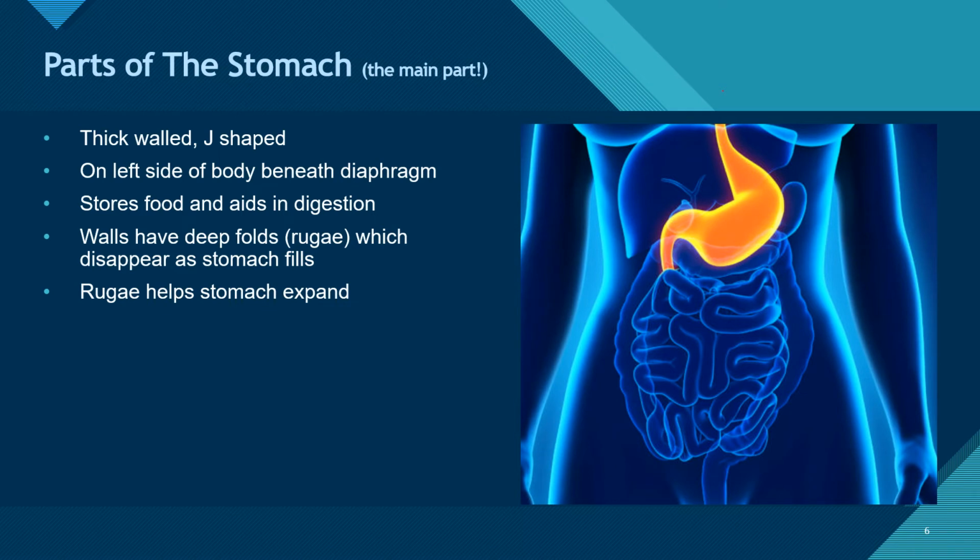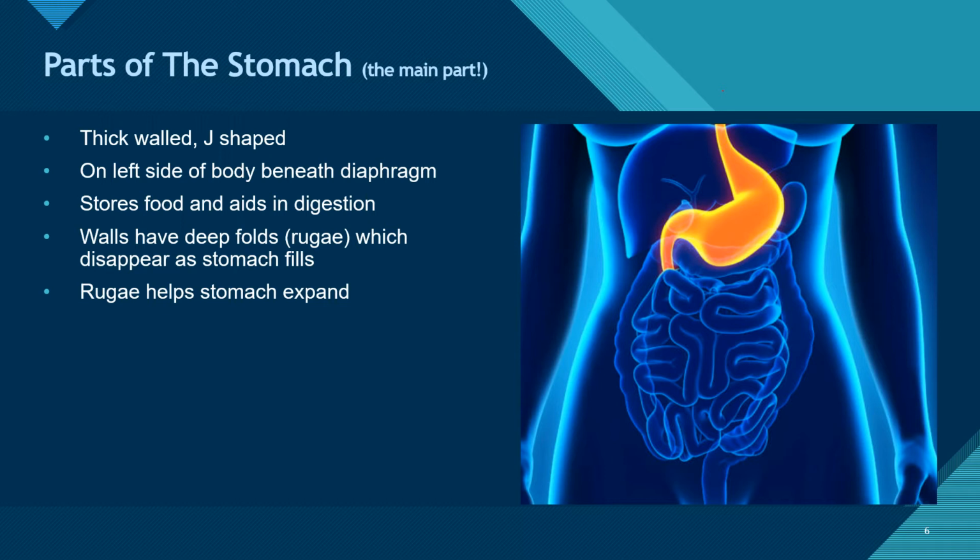So now we're going to learn about the actual stomach. We learned how food gets into our mouth, how it's moved down through the esophagus, but then where does it actually go? From the esophagus, it ends up in the stomach, where the real action happens. The stomach is best described as a thick-walled J-shaped organ. It's located on the left side of the body, just beneath the diaphragm. Its job is to store food and aid with digestion.